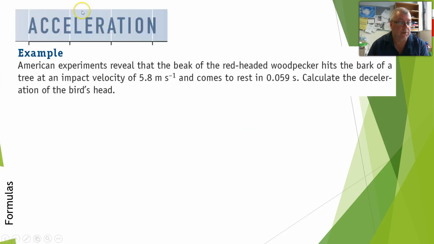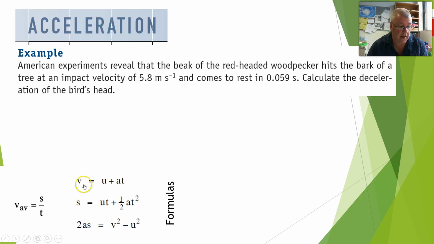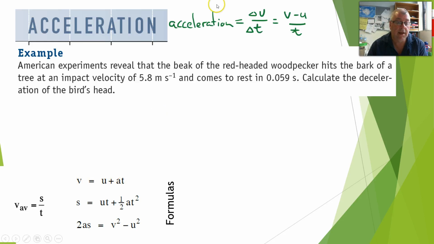Let's do an example. We're talking about acceleration, and we recognize that over here in our formulas we have acceleration in a number of formulas. This one here is one we would use quite often because acceleration equals the change in velocity divided by the time period it takes. The change in velocity is v minus u and the time is t, and we can take this and rearrange it to this. So you have this formula here already on your information sheet.